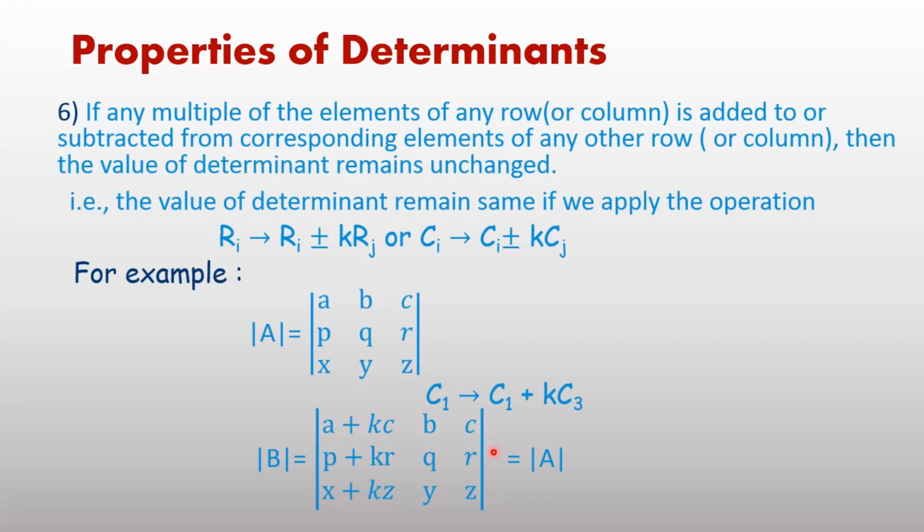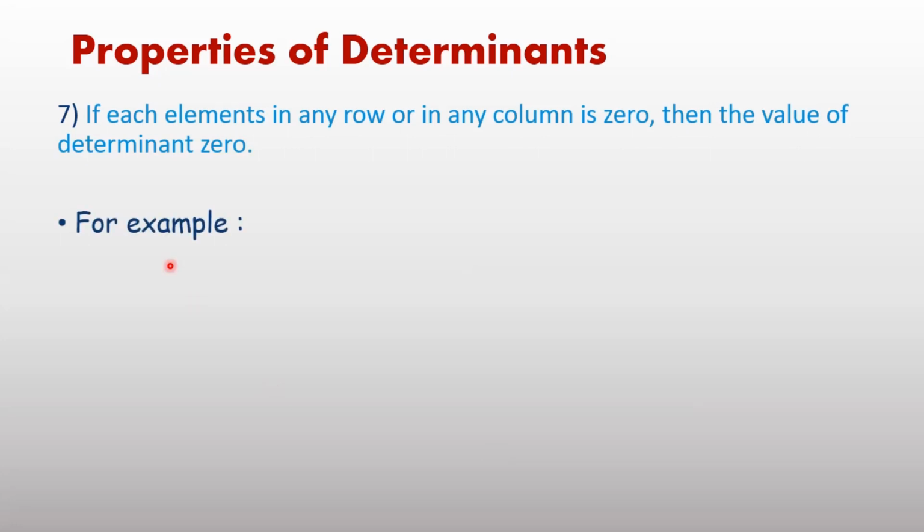Now next property, seventh: if each element of any row or any column is 0, then the value of determinant is 0. For example, abc, 0 0 0, xyz. If all the elements of any row or any column is 0, then directly you can write determinant of A equal to 0. No requirement to solve it. Or also you can say B expanded along second row, its value will be 0. It's also very useful.